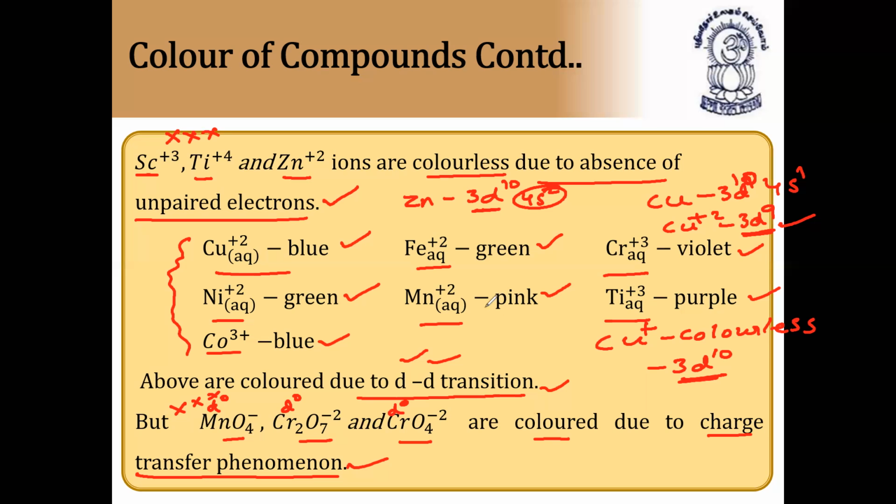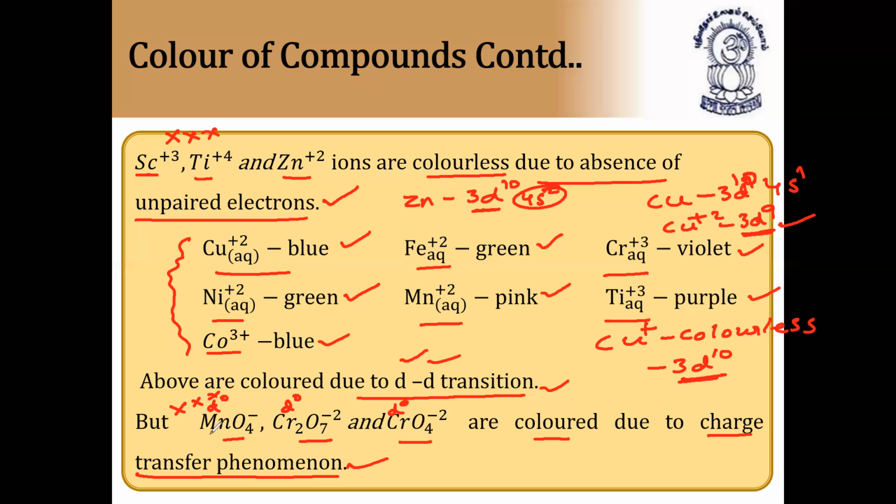And these colors are not due to the mere presence of unpaired electrons, but due to internal d-d transition. Compulsorily they should have unpaired electrons, then only they can exhibit colors. But the reason for exhibiting color is internal d-d transition. And the metal ions which do not have unpaired electrons but still exhibit colors are the exceptional ones. That is point number four, due to the charge transfer phenomenon.